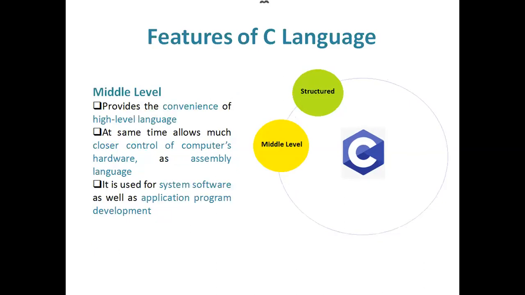The second feature is that it is a middle level language, so it provides the convenience of a high level language, meaning we can use English language words and arithmetic symbols. At the same time, it allows much closer control of the computer's hardware, as assembly language does. So the programmer can control the hardware using the C language. Therefore, it is used both for system software and application program development.